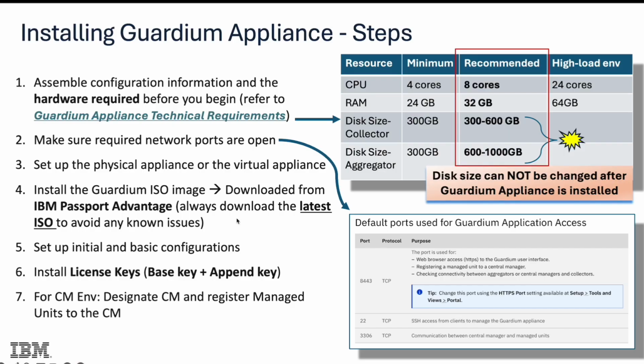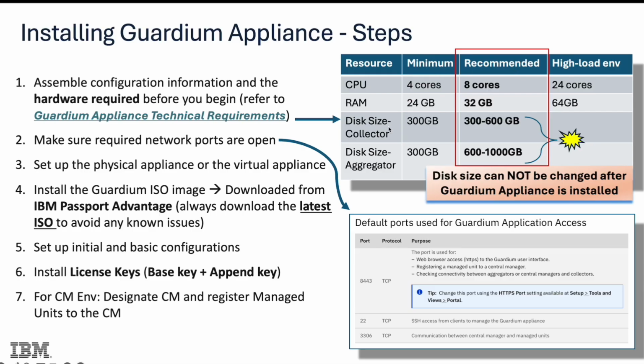Okay, let's walk through the steps to install the Guardium appliances. First, you need to gather the configuration info and the hardware info. You can check the Guardium Appliance technical requirements. I put together a table on the right for key resources like the CPU, RAM, and the disk size, showing their minimum and recommended specs.